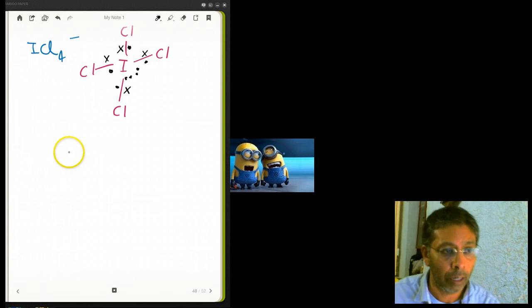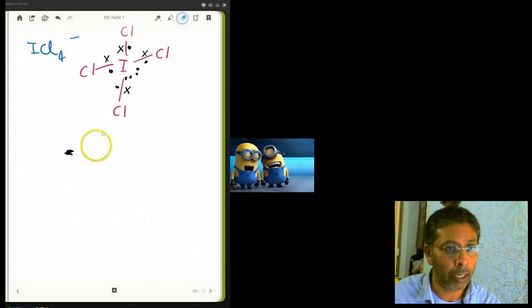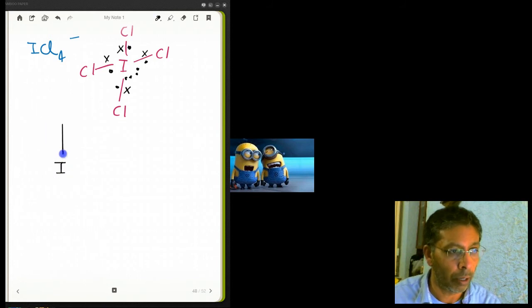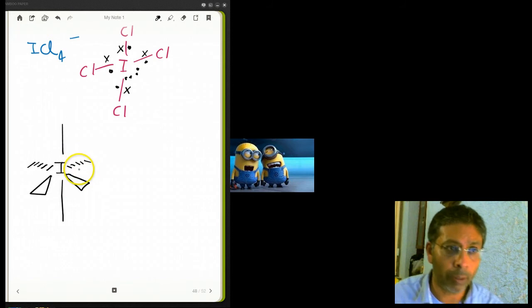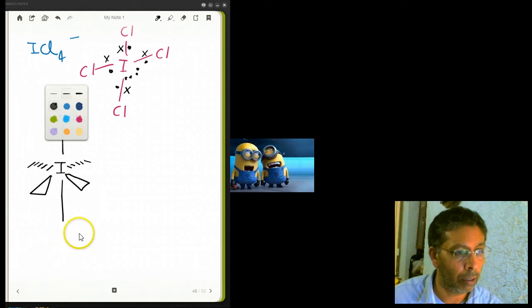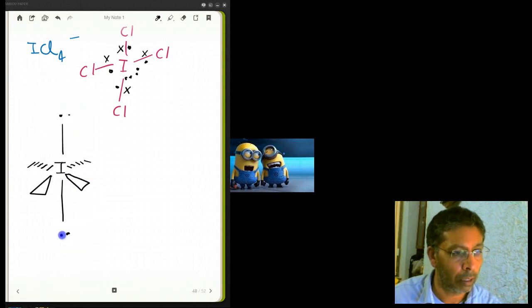Now from 6 electron regions, we know that that has to be an octahedral shape. So let's start drawing the octahedral shape. It's not going to be octahedral because we have 2 lone pairs. But what shape will it be? First, draw it like this. Okay, there we are. And remember, for an octahedral shape, the lone pairs go on the axes. So we're going to go there and there.